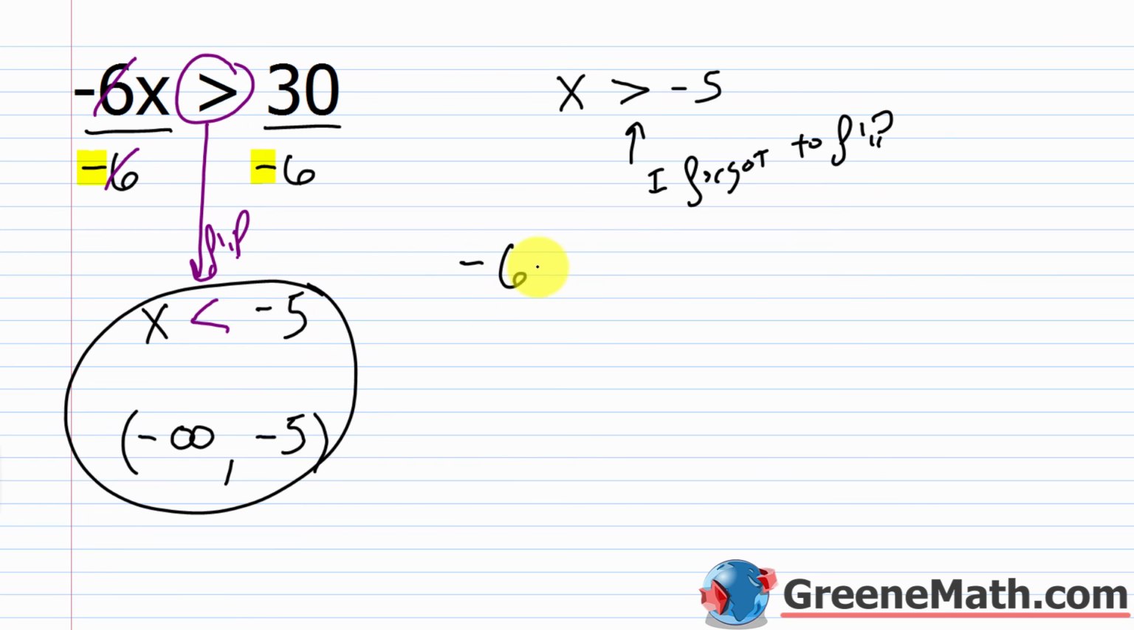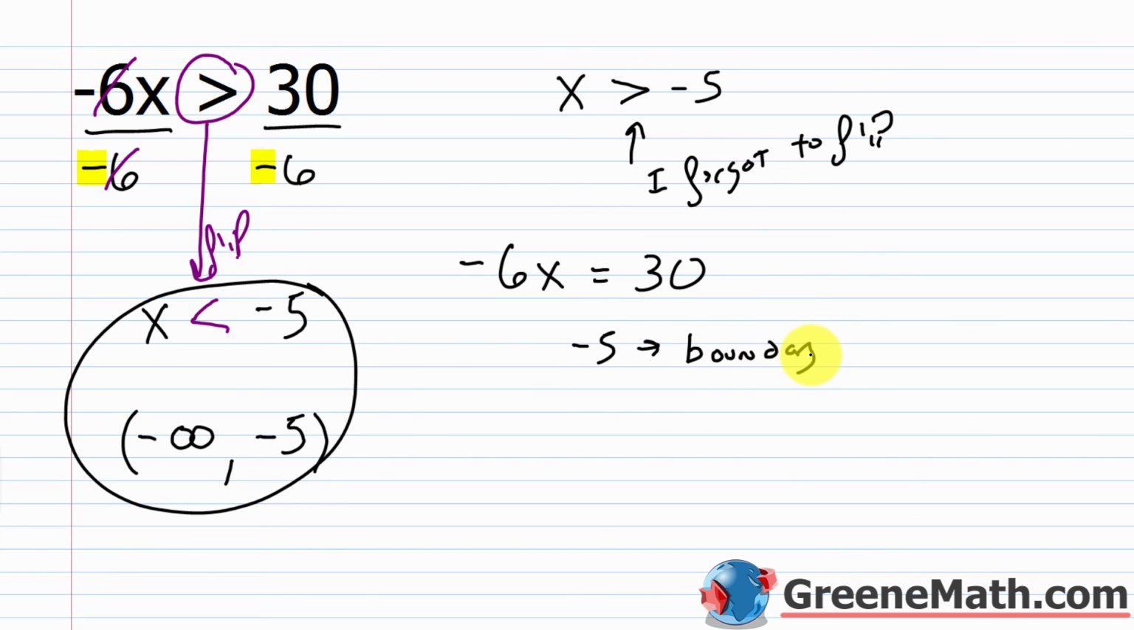I would have negative 6x equals 30 as kind of the original thing. Then the solution is x equals negative 5. Okay. So if I plug a negative 5 into x, I'd have negative 6 times negative 5 equals 30. So that works. So I know that I have negative 5 as my boundary.